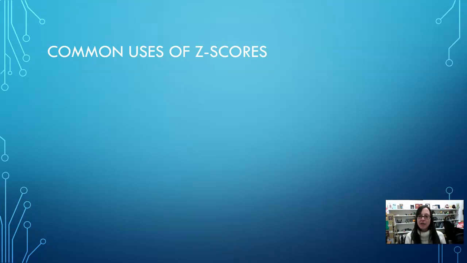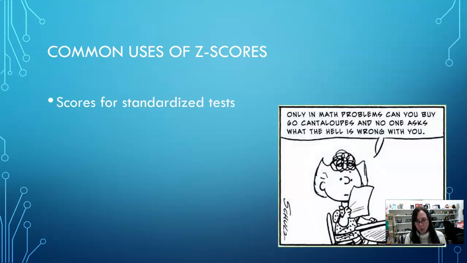Some common uses for Z-scores: of course, they are used for standardized tests. This is how standardized tests get those percentiles and tell you that you're in the 90th percentile or whatever for your SATs or any other standardized test. That's where these come from. And that's why I have my little example here, where only in math problems can you buy 60 cantaloupes and no one asks what the hell's wrong with you. Because those are the kinds of questions you see on SATs and stuff.